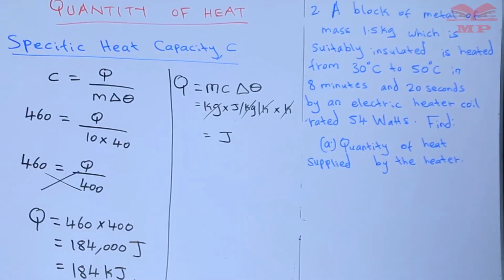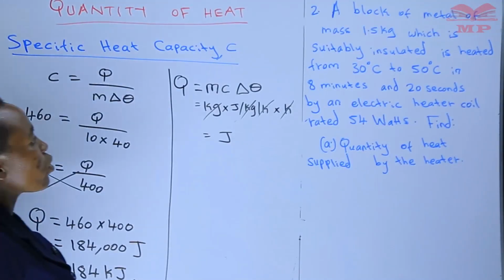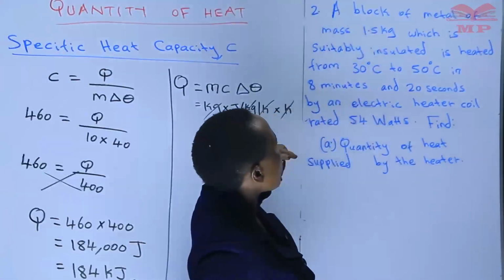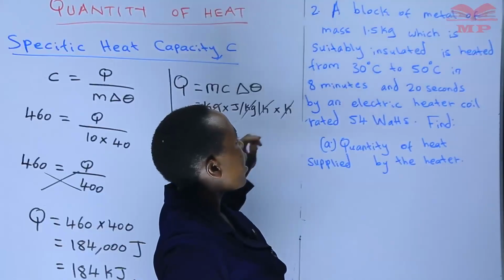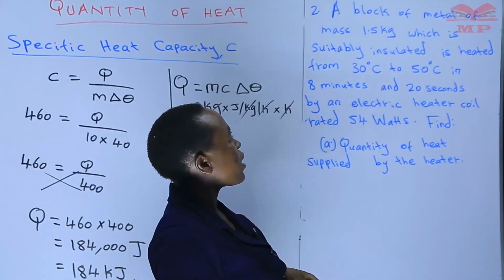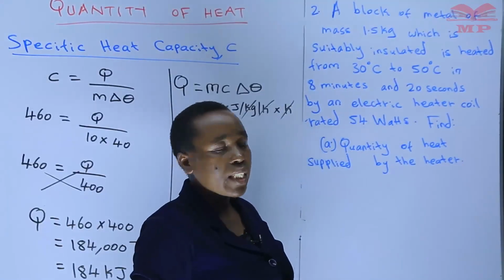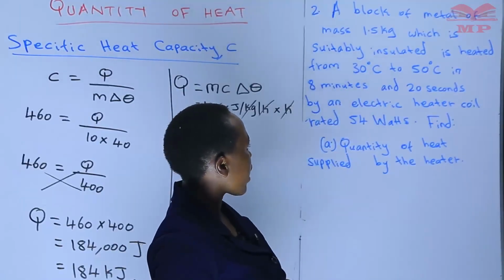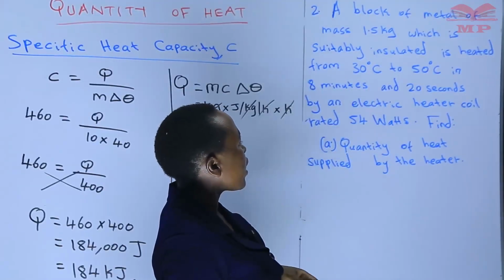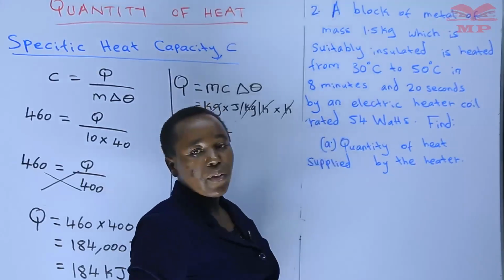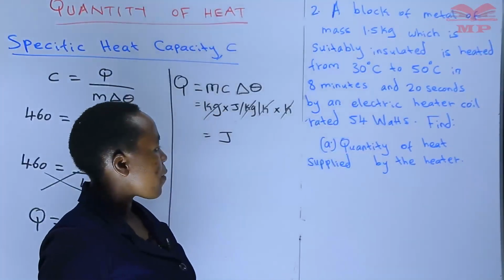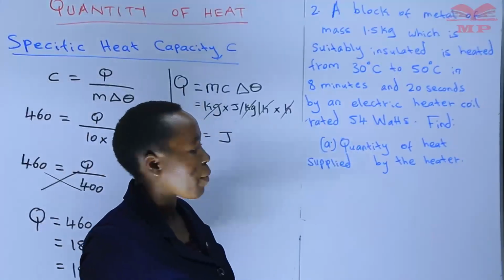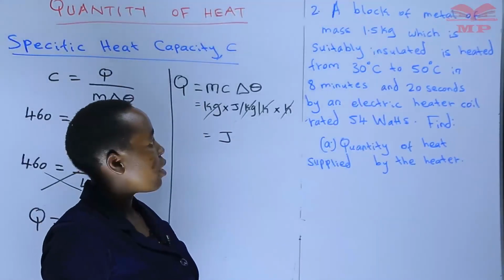So that is our question. A block of metal of mass 1.5 kilograms, which is suitably insulated, is heated from 30 degrees Celsius to 50 degrees Celsius in 8 minutes and 20 seconds by an electric heater coil rated 54 watts. Find, part 1 of the question, the quantity of heat supplied by the heater.